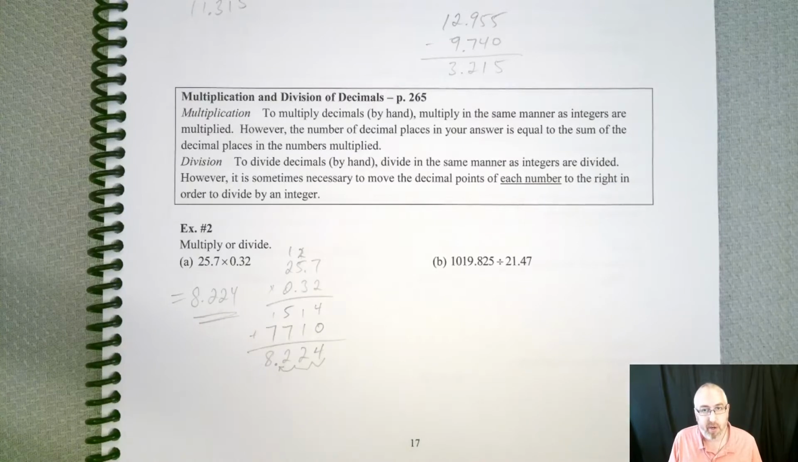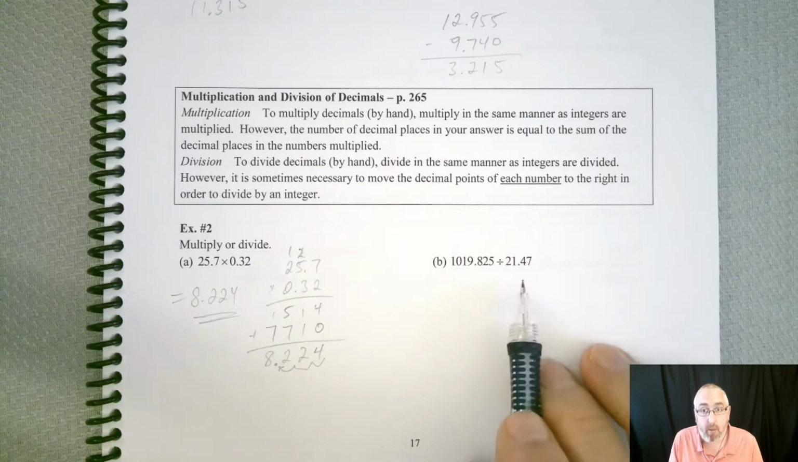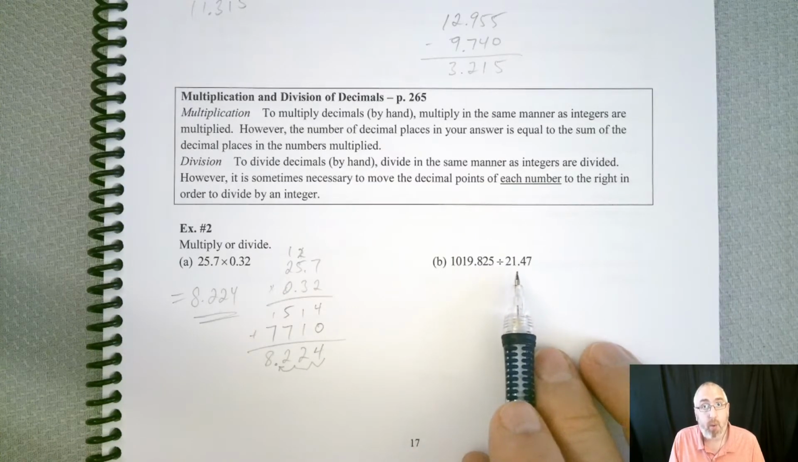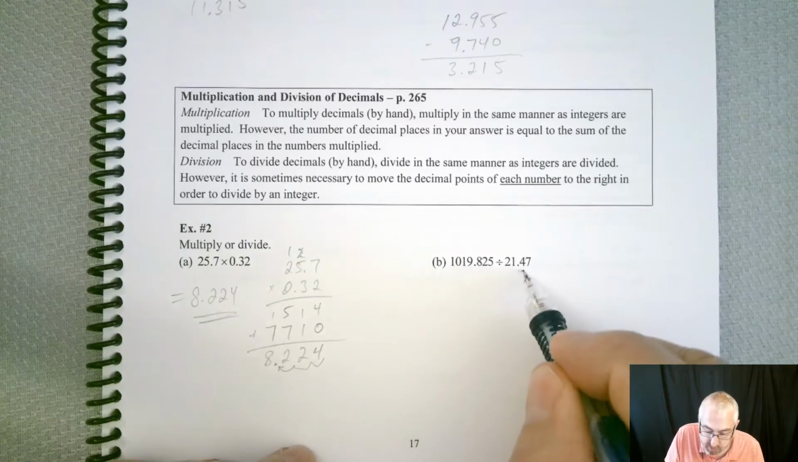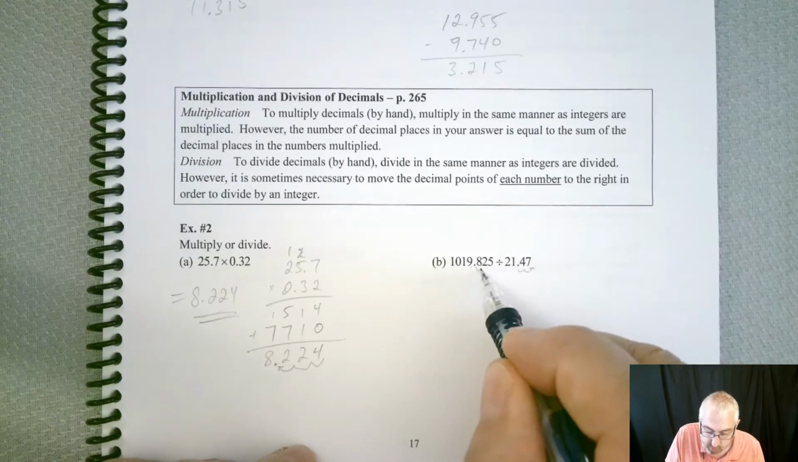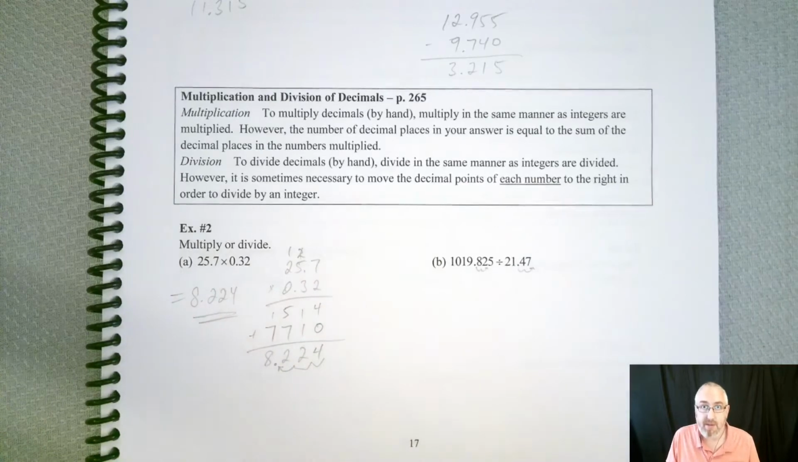Now division is a little bit trickier because, again, we want to divide by an integer. We don't like to divide by anything other than an integer. So basically the second number in our division problem has to be an integer, a whole number. When we don't have that, like in this case here, we have to adjust both of the numbers. And we can do that by moving both decimal points the same number of places to the right, only as much as we need to. So in this case here, if we move the decimal point 2 places to the right, and this one 2 places to the right, that fixes our problem.